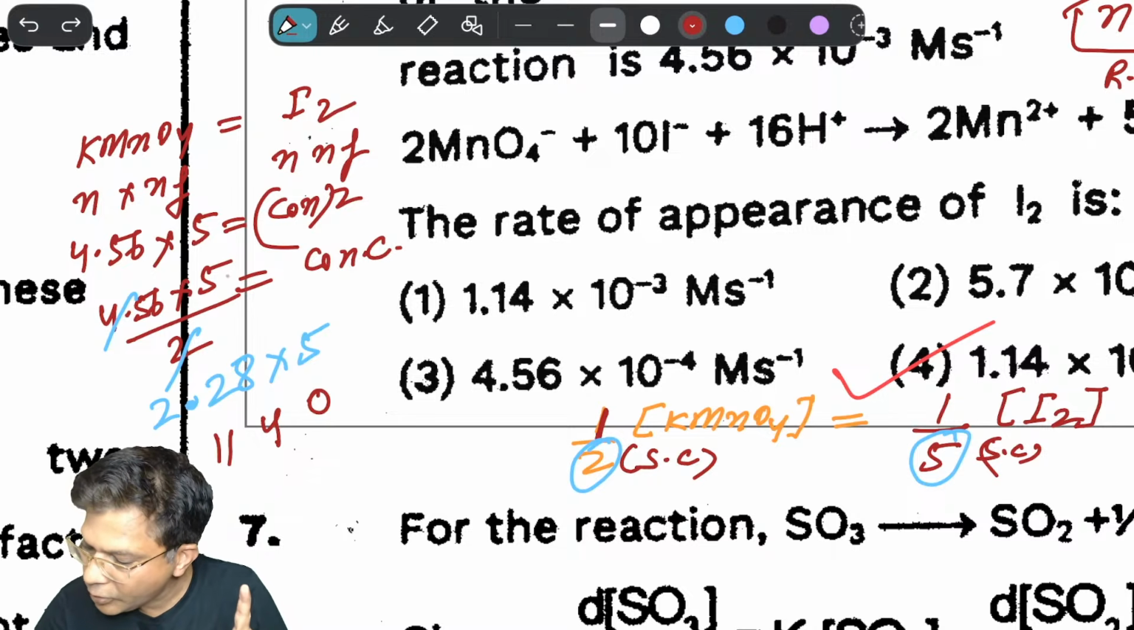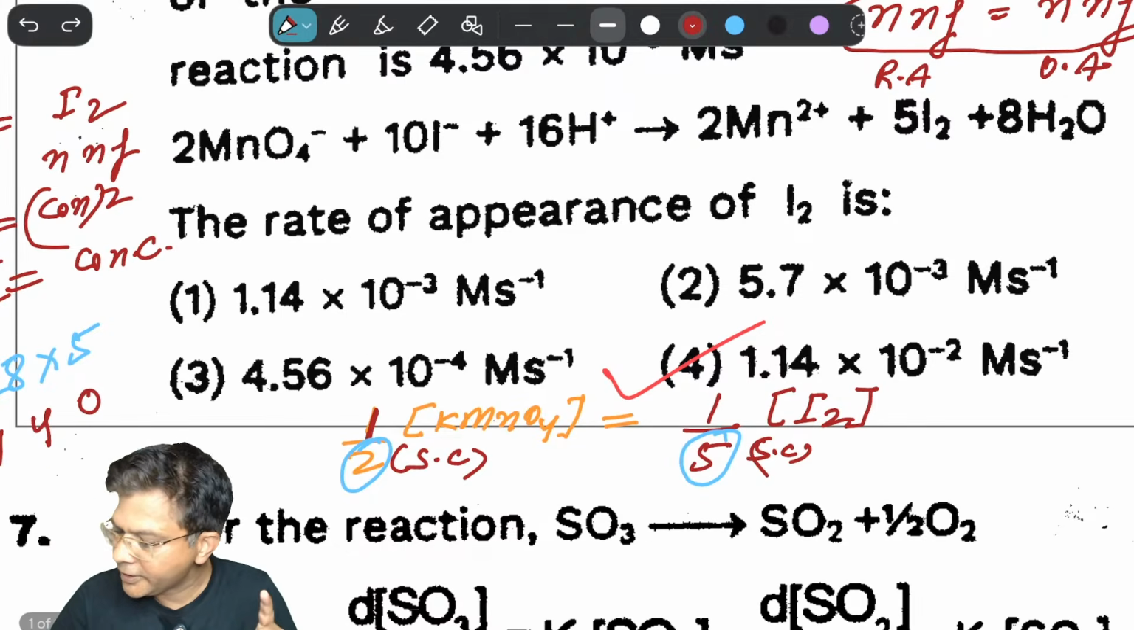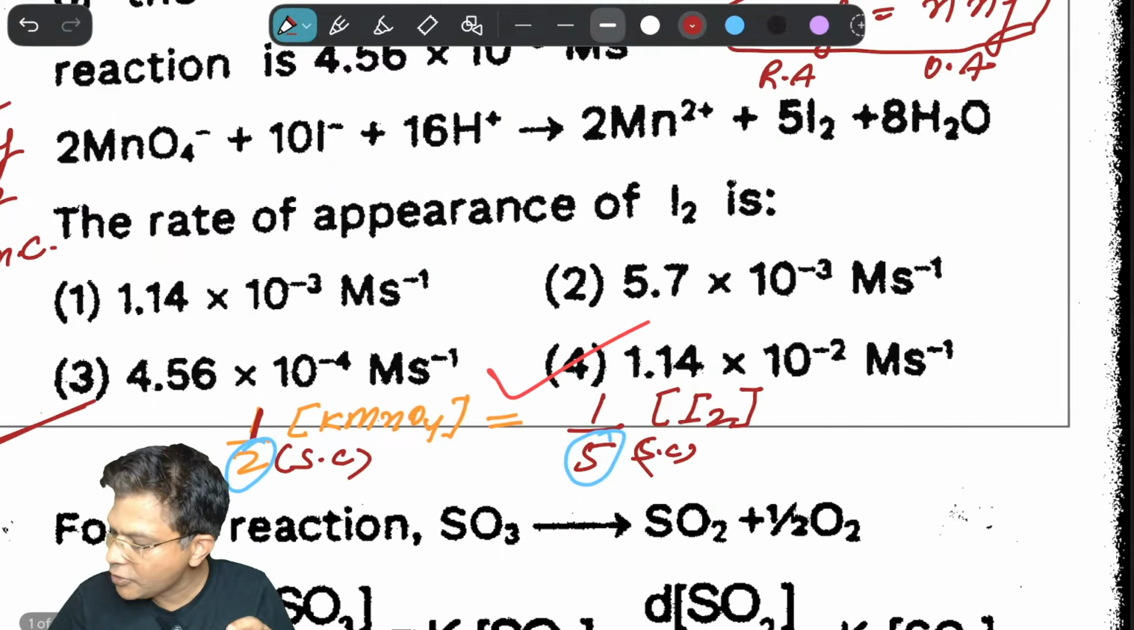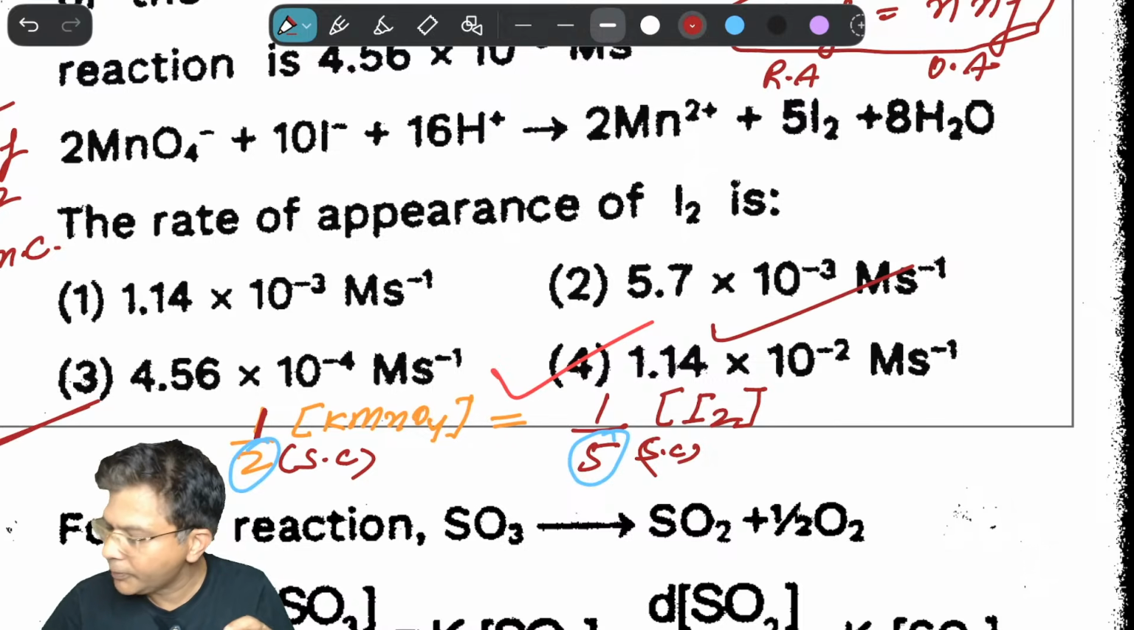4.56, so 0.2, 5.2 and 5, so 1. So you got the answer. See, 1140, and in point you can write 1.14 into 10.